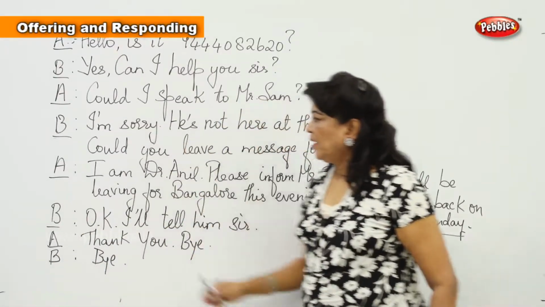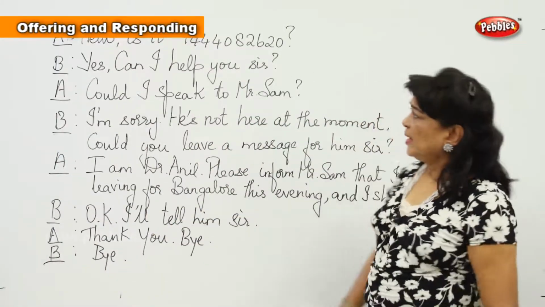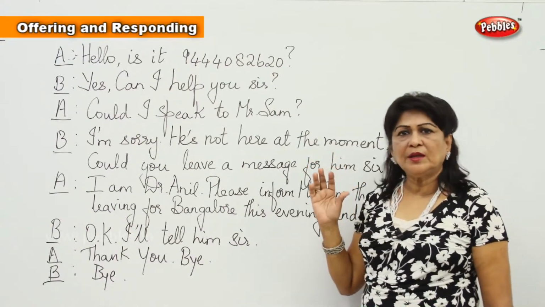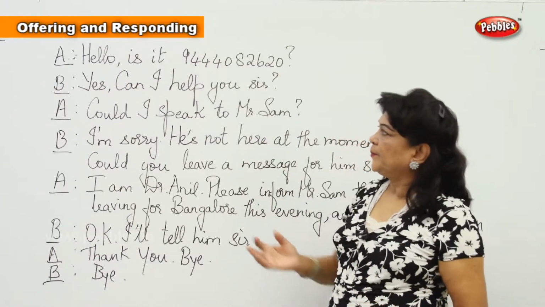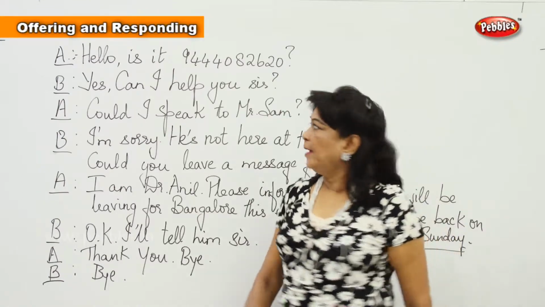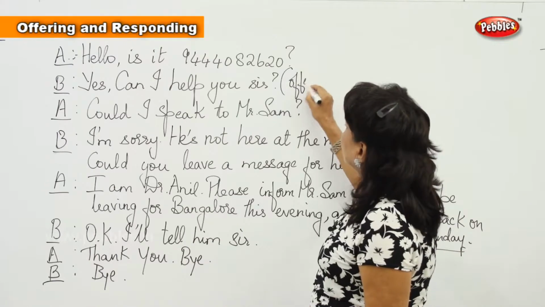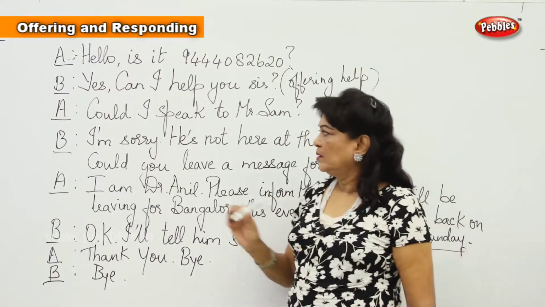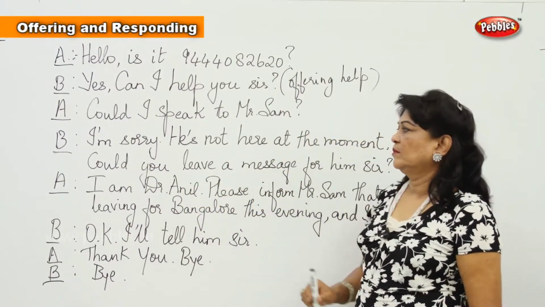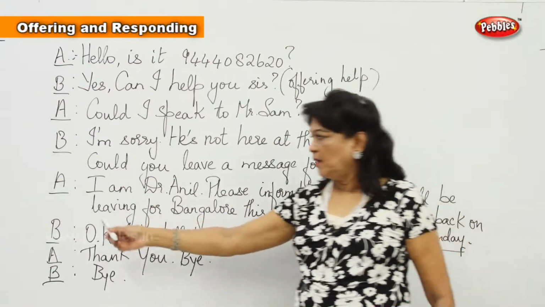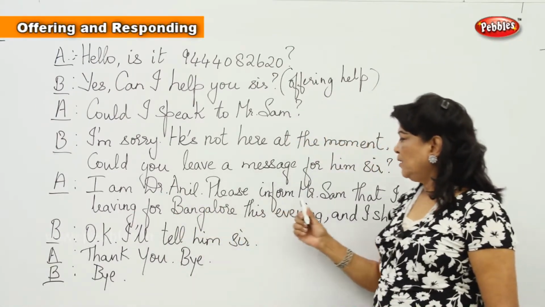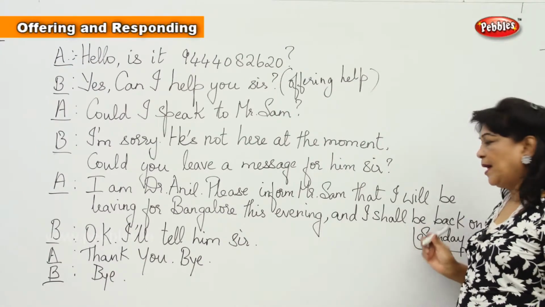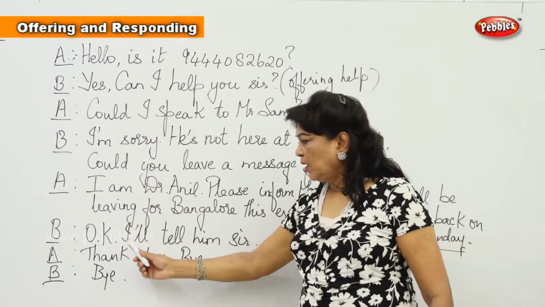Okay, if you see this, we find a telephonic conversation between A and B, and A calls up and asks whether the number is right. So he's just checking whether he is calling the right number. And B takes up the phone and says, "Yes, can I help you, sir?" So this is offering help. "Could I speak to Mr. Sam?" B says, "I'm sorry, he's not here at the moment. Could you leave a message for him, sir?" And A replies, "I am Dr. Anil. Please inform Mr. Sam that I will be leaving for Bangalore this evening and I shall be back on Sunday." And B says, "Okay, I'll tell him, sir."